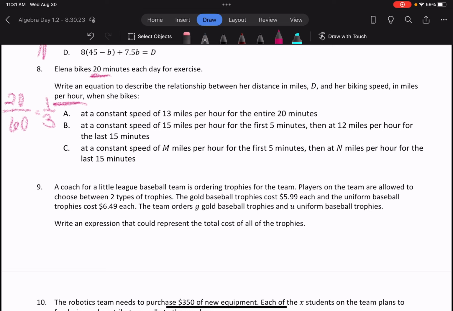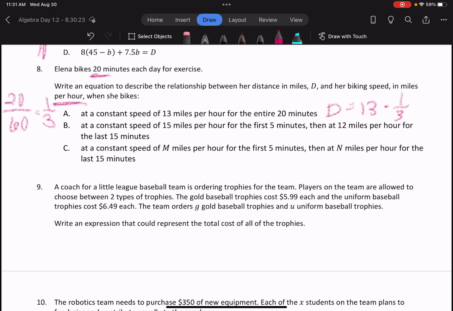So at a constant speed of 13 miles per hour for the entire 20 minutes would give us D equals 13 times 1/3. All right, you're not going to get the cleanest number there, right? But that's how we can represent that in the equation because we're looking at 1/3 of an hour.